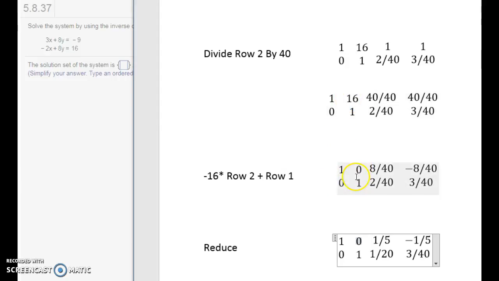So now we have what we want here. So let's finish doing this. Negative 16 times this is negative 32 over 40. And when you add the fractions, negative 32 and a positive 40 gives you a positive 8. So add the top parts of the fractions. The bottom stays 40. You have 8 over 40. Negative 16 times 3 is negative 48. Add that to 40 and you get negative 8. So add those top parts, you get negative 8 over 40. So we're done now. We have the identity over here. And all we need to do is reduce, so it's just smaller numbers to work with. So reduce these fractions down into lowest terms, and this is what you'll get.